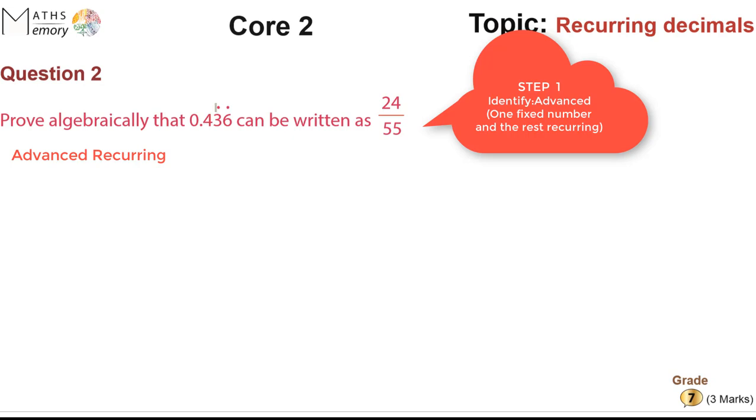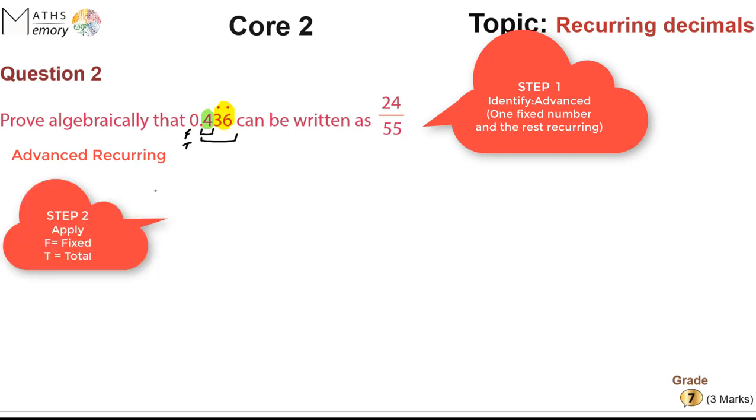So this recurring decimal has 2 different elements, as you can see. We have a fixed part, let's call it the 0.4, and we have a recurring part, these 2 digits over here. So that's what makes the difference over here, and we're going to call this advanced recurring decimals. It's advanced because it has 2 parts. One is a fixed element, 1 digit in this case, and one is a total number of digits, which is the fixed plus the recurring bit over here. So F and T. So let's see what we can do with this.